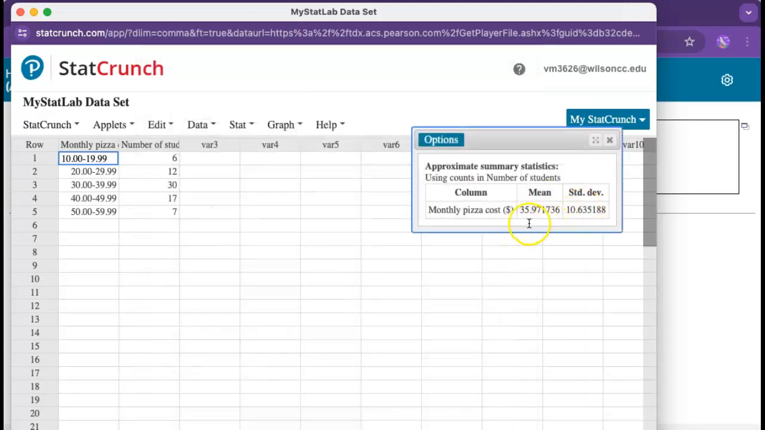And here we've got our answers. So the mean value would be 35.97. The standard deviation is 10.64. I hope this helps.